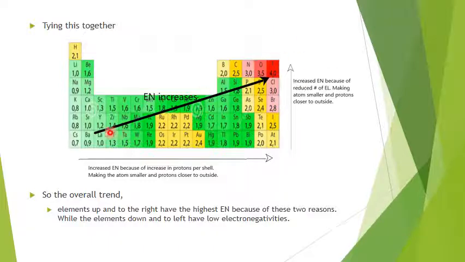So there's an overall tendency moving diagonally across the periodic table, where the lowest electronegativity will be down in the lower left-hand corner because they have the fewest protons and the most shells. And as you go farther up to the right in the periodic table, fluorine, for instance, has the most protons per shell and the least number of energy levels. So the elements up in the right-hand corner will have the highest electronegativity, and the elements over on the left-hand side will have lower electronegativity.